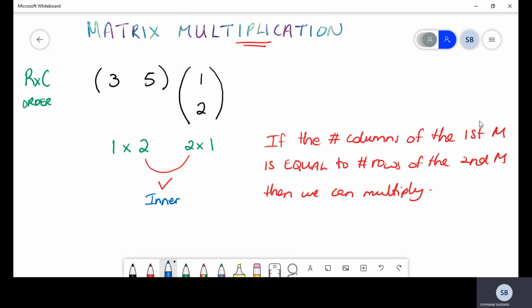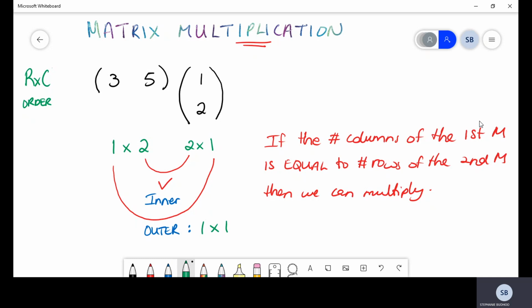A second thing that I do with these is that I also connect the outer. So I draw a little line and connect the outer. And what is the importance of connecting the outer? Well, in this case, the outer is 1 by 1. This gives us the order of our final answer. In other words, it tells us how our answer will look.